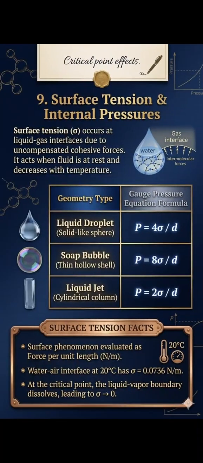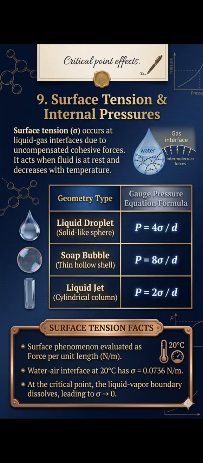Surface tension and internal pressures. Surface tension occurs at a liquid gas interface due to uncompensated cohesive forces. It acts when fluid is at rest and decreases with temperature. Geometry type and gauge pressure formula: liquid droplets, solid like spheres, P is equal to 4 sigma by D. Soap bubbles, thin hollow shell, P is equal to 8 sigma by D. Liquid jet, cylindrical columns, P is equal to 2 sigma by D.